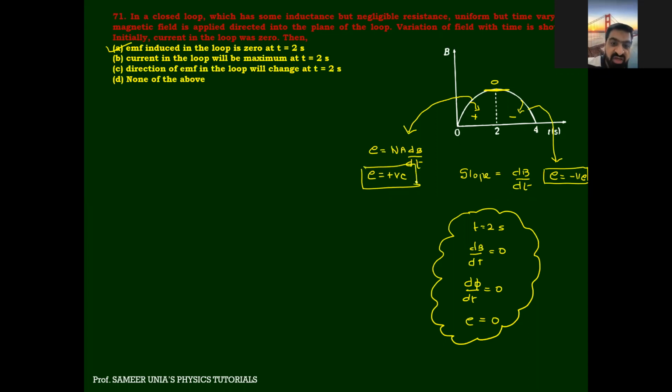Where is the direction of the EMF changing, and at how much time is this change happening? 2 seconds. So can I say the direction of the EMF will change at t equal to 2 seconds? This is also correct. Right? So the direction of the induced EMF will change at t equal to 2 seconds.